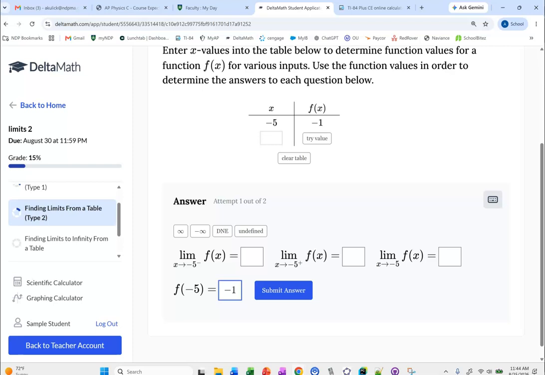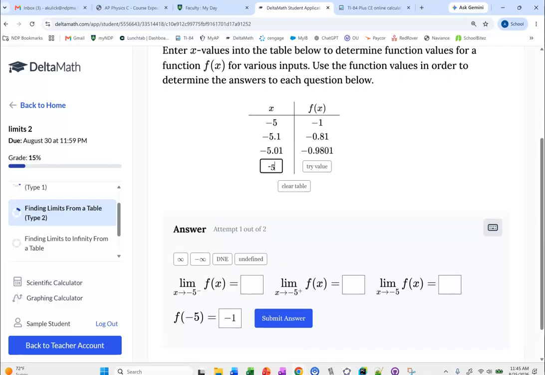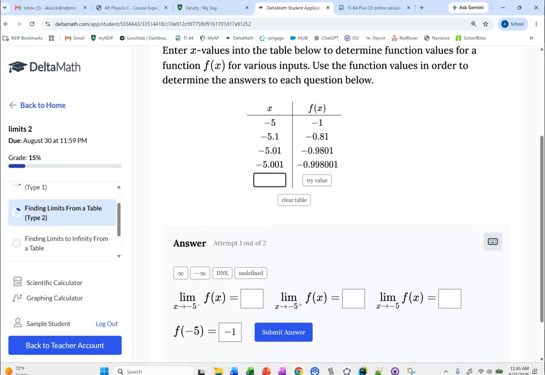Okay, so now let's worry about -5 from the left. So -5.1 is what I would start with. Oops, I'm in the wrong spot. So again, that's a number less than -5. And then we'll just keep inching closer to -5. Oh, because it's negative, right? So those are numbers that are smaller.